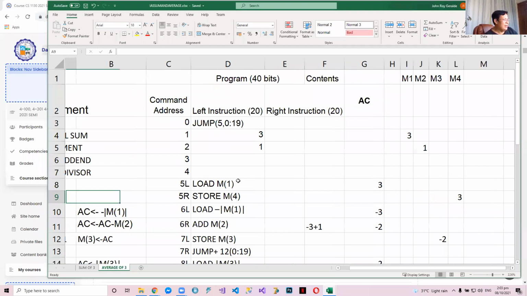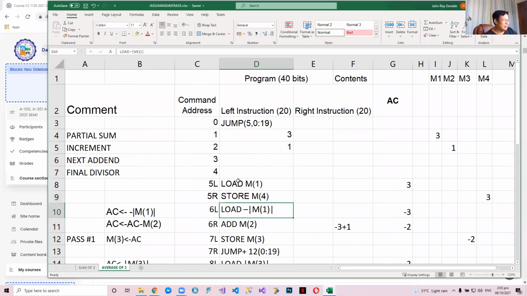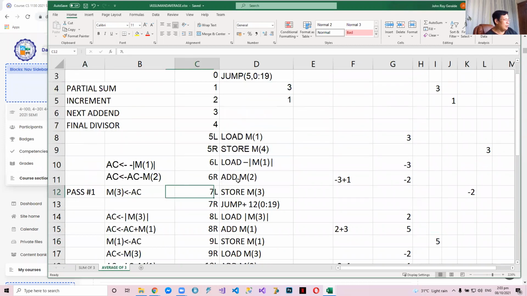Okay? And then we repeat the same process. We load negative of M1, so this is negative 3. And then we add 1, so this is negative 2. This will be our next addend. And then we start with our head. This is our head, no? And then we jump plus. We don't do a jump plus because it's still negative 2. Then anyway, this will repeat, right?